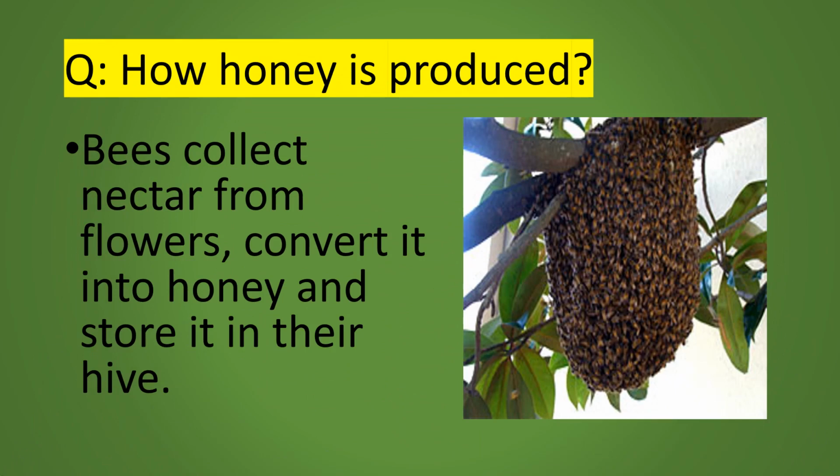Our next topic is how honey is produced. Bees collect nectar from flowers, convert it into honey and store it in their hive. Flowers and their nectar may be available only for a part of the year, so bees store this nectar for their use all through the year. Now the term nectar, what is nectar? Nectar is a sweet juice secreted by flowers.